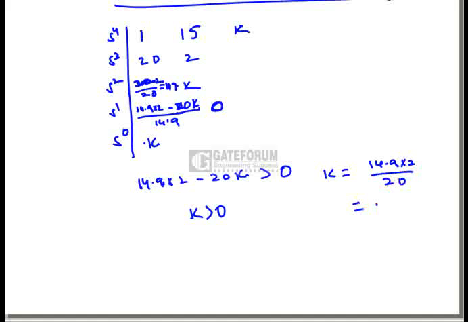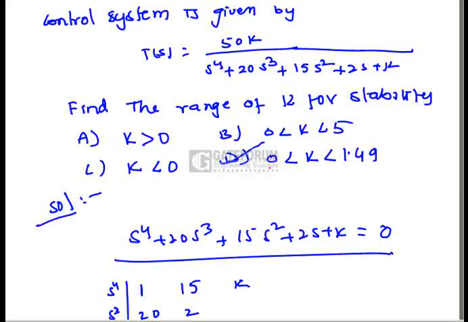So that means we will get 1.49. If k is less than 1.49, then the system is stable. So the marginal value of k is 1.49 that we got. Now if k is less than 1.49, the system is stable. And also one more condition is there: if k is greater than 0, then the system is stable. If you couple these two conditions, our option will be D, 0 less than k less than 1.49.